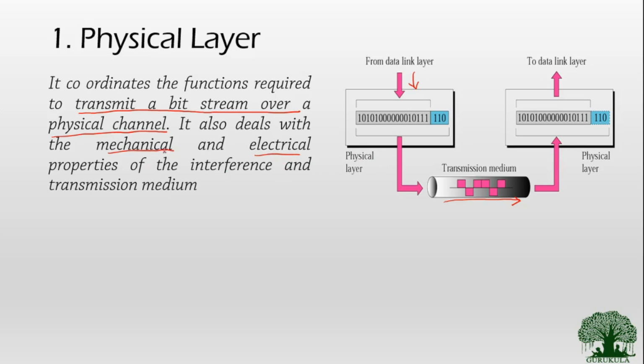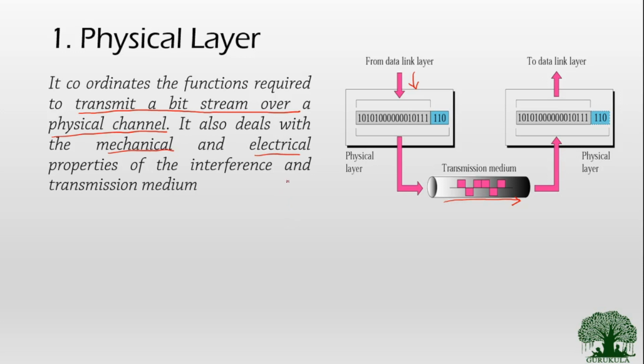The mechanical properties relate to what kind of port I am using. Am I using an Ethernet port, so that my messages should take the electrical form? Am I using a fiber optic cable, so that my messages should take an optical form? Am I using a wireless connection, so that my messages should take the EM wave, meaning the radio wave format? And it will also take the electrical properties of the interface that is required, whether it is 5 volt or 12 volt, depending upon the system and the requirement.